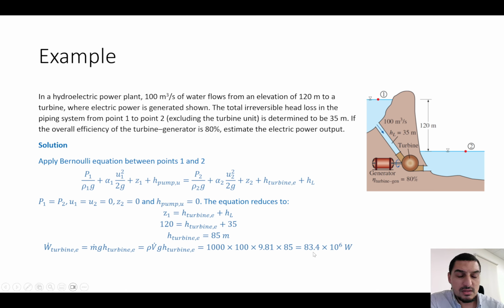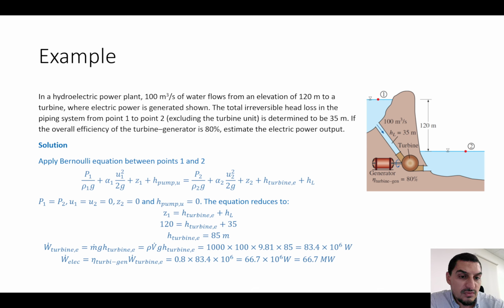This is not the energy that the turbine will produce. This is how much energy the water will lose. To know how much energy will be produced as electricity, we will use the efficiency. We know that the generator efficiency, overall efficiency, is 80%. So 80% of this energy is going to be converted to electricity, which will be 6.7 million watts, or 6.7 megawatts of power. So this is it.